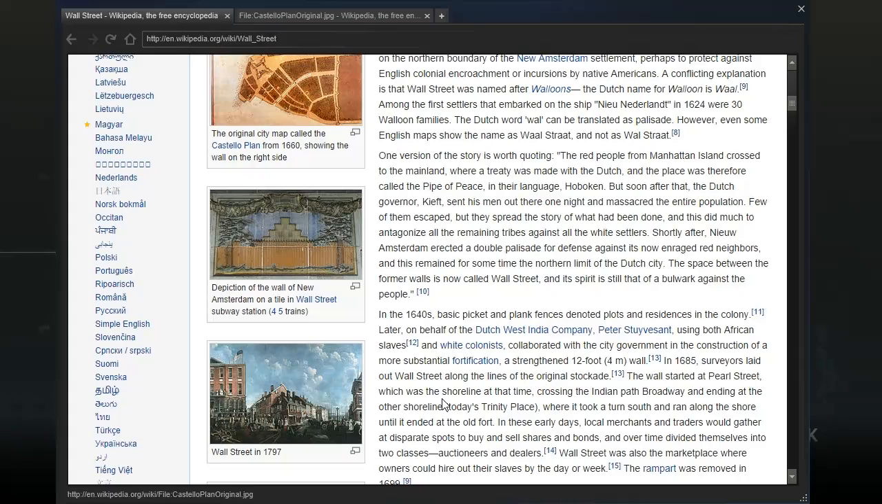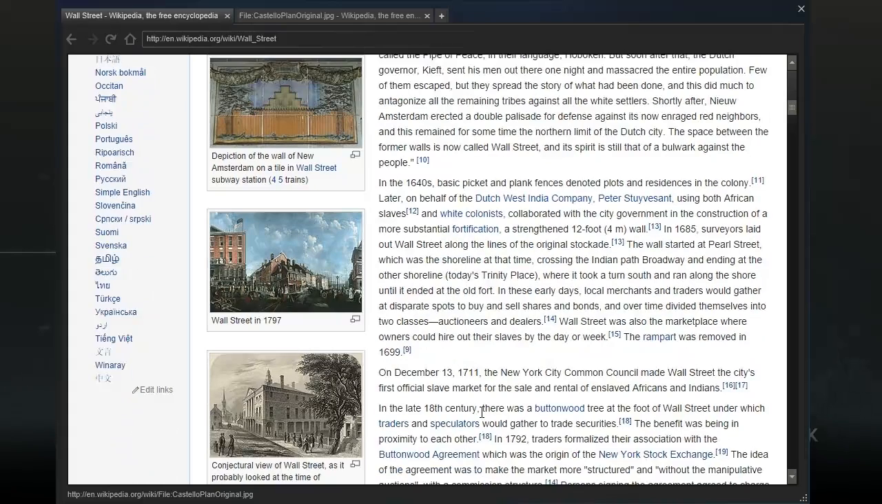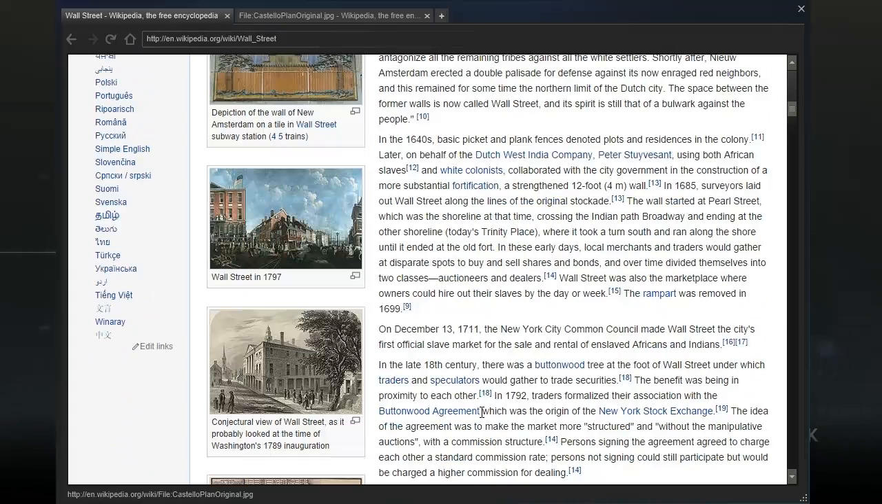In the 1640s, basic picket and plank fences denoted plots and residences in the colony. Later, on behalf of the Dutch West India Company, Peter Stuyvesant, using both African slaves and white colonists, collaborated with the city government in the construction of a more substantial fortification, a strengthened 12-foot wall.